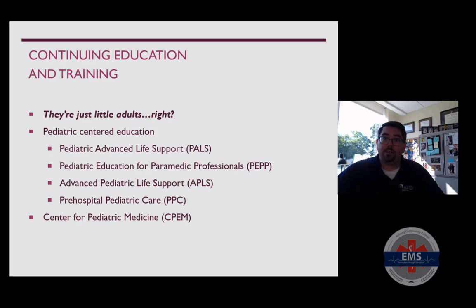We don't see them very often, and because of that, we oftentimes don't focus our skills and training on pediatrics. But when we do get those calls, we have to be sharp. We have to make sure our skills are honed and prepared, because there's nothing more stressful than a pediatric patient who's dying in front of you.